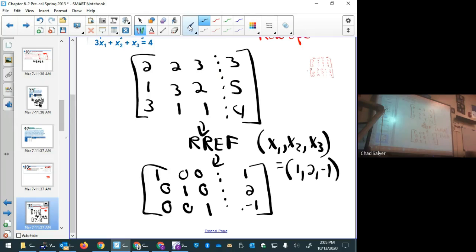Okay, that's a pretty essential skill. You really need to be able to do that. So that's your default for solving systems.